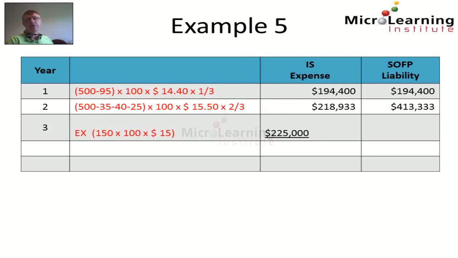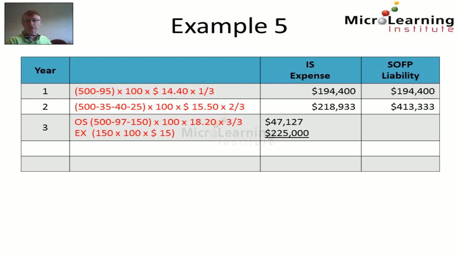Firstly, in terms of SARs exercised, we had 150 employees who exercised their 100 SARs, and again the intrinsic value of each of those SARs, we're told in the original table, is $15. So that equates to an expense of $225,000. Outstanding SARs are the 500 less the 97 employees that have left, less the 150 employees that already exercised at year end year 3. So that's the number of SARs that are outstanding.